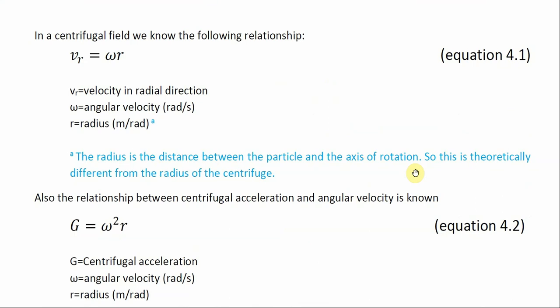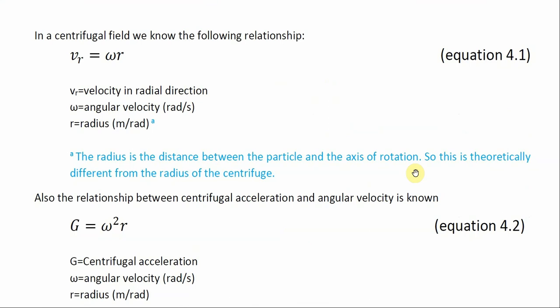In a centrifugal field, we know the following relationship. V sub r equals omega r. V sub r is the velocity in the radial direction, omega is the angular velocity, and r is the radius. Now, the radius is the distance between the particle and the axis of rotation, so this is theoretically different from the radius of the centrifuge, but we'll talk a little bit more about that later.